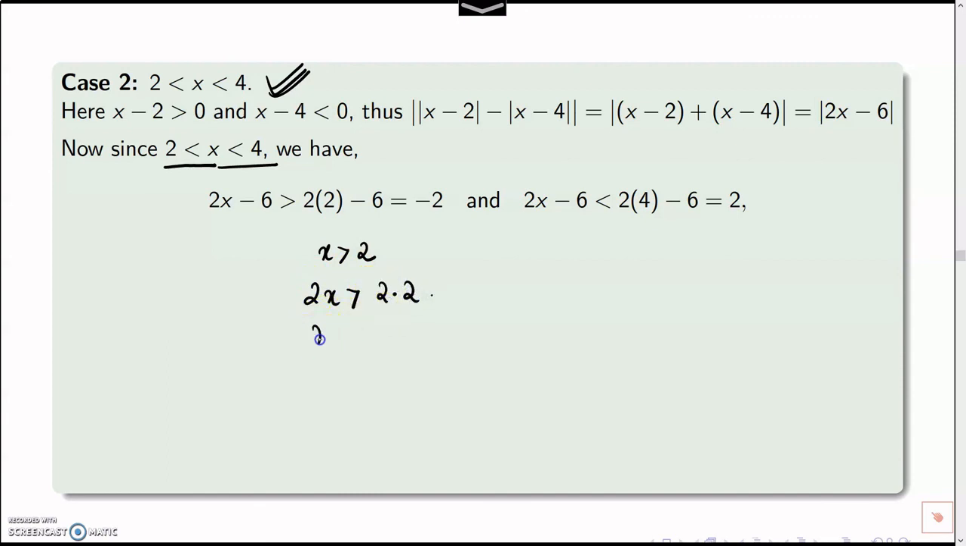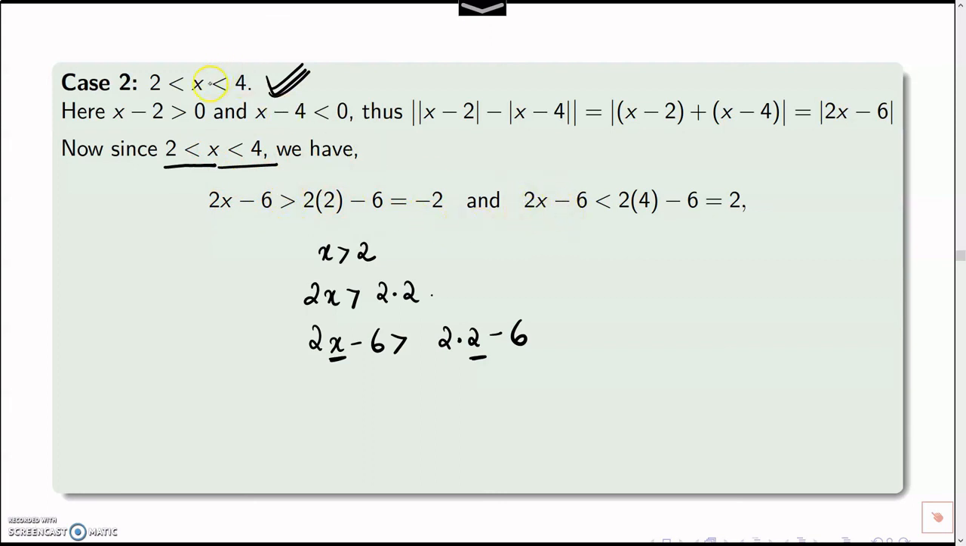Now I subtract 6 on both sides, so that will be this, right? So 2x minus 6 is strictly bigger than 2 into 2. This is coming because x is strictly bigger than this 2. So that inequality I replace here. So this is bigger than 2 into 2 minus 6, and that is 4 minus 6, that's minus 2. Okay, so 2x minus 6 is greater than minus 2.